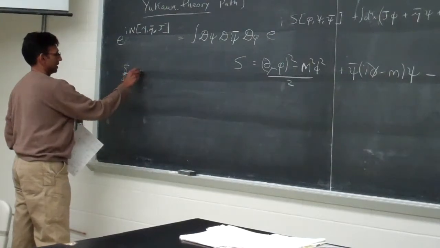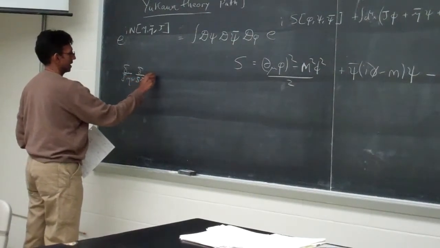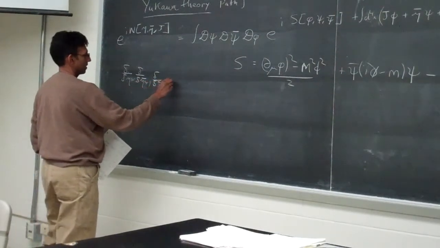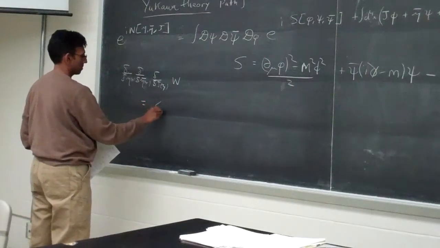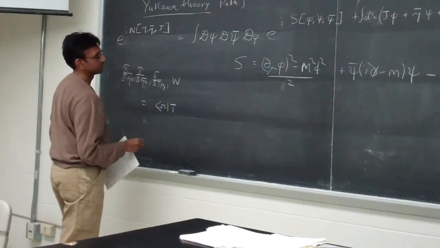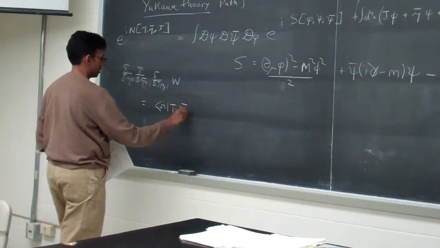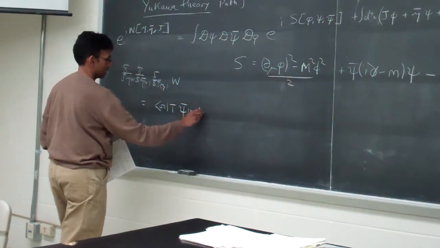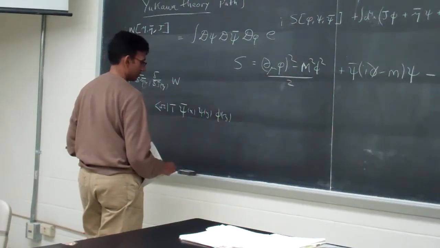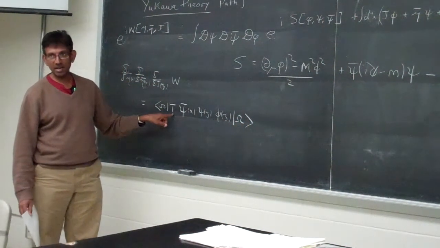so delta, delta eta, delta, delta eta bar at some x and y, and say delta, delta J at some particular z of w will be the time-ordered product of psi bar of x, psi of y, phi of z, and you can provide the values of i. But it'll automatically be that.